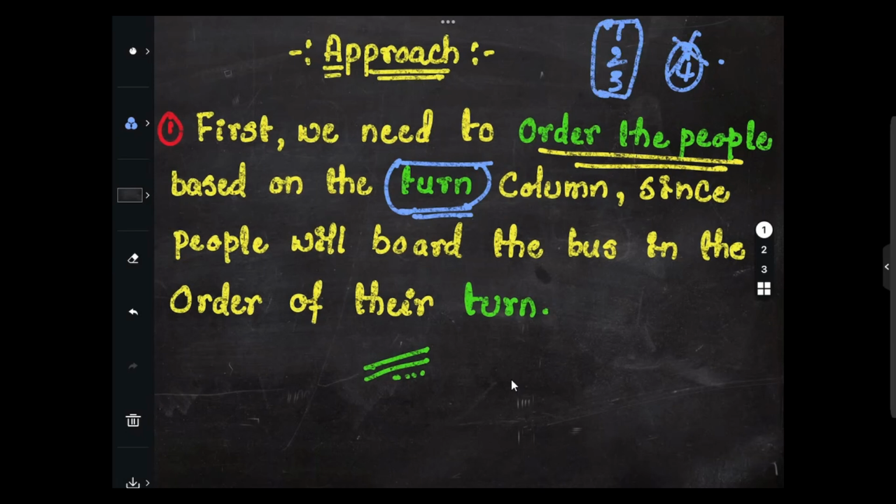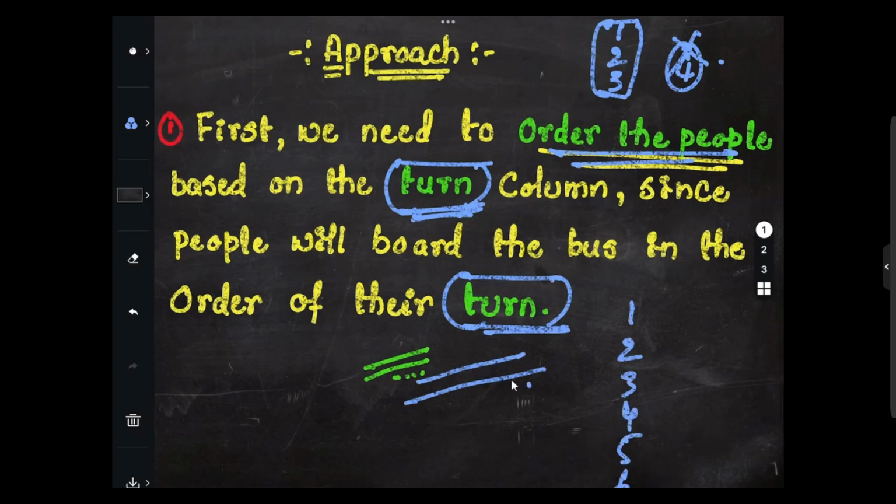So first we need to order the people based on the turn column, since the people will board the bus in the order of their turn. Order of their turn means ascending order. First we'll consider 1, 2, 3, 4, 5, 6. That's what we will be doing in this case.